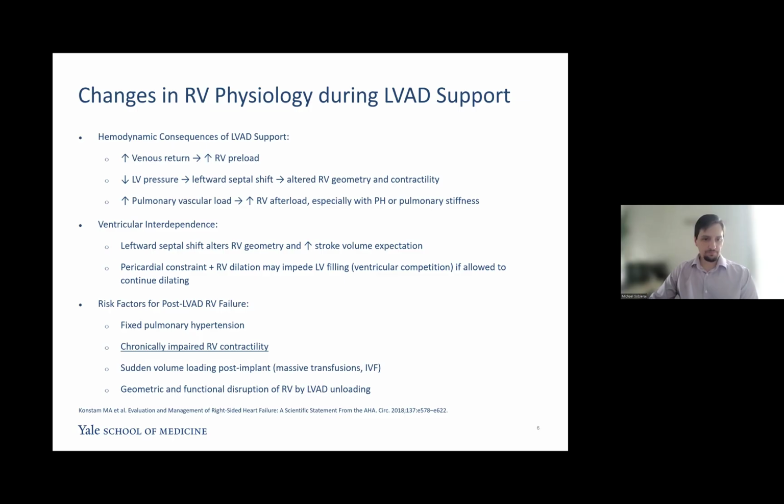So the known risk factors would, of course, be a fixed pulmonary hypertension. We typically would be concerned with PVRs greater than 5 for any of these patients and want to try to reduce and mitigate that before we considered actually putting an LVAD in. Chronically impaired RV contractility would also be worrisome, and sudden volume loading in some patients, which is required for heavy bleeding, puts them at risk for further RV failure.